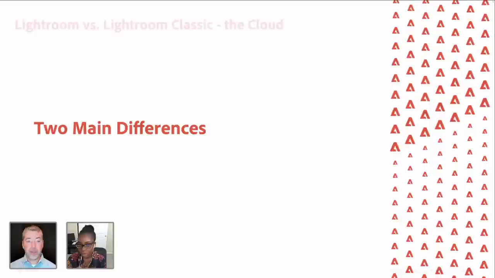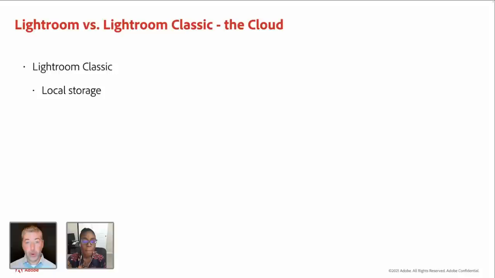So Lightroom Classic has local storage. You store all of your photos locally on your local hard drive. You organize them in folders on your local hard disk. It is designed for use on a single computer, by a single user. It's really kind of a workstation. And this can be very appropriate if, for example, you're working with really high volumes of photos and you need to manage all of those locally.